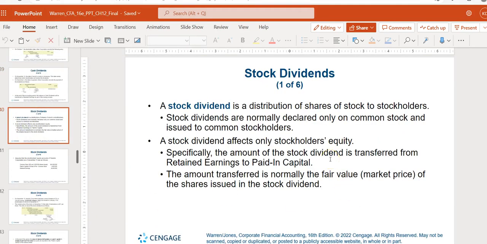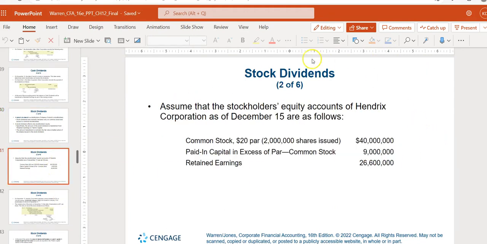Stock dividends, that's a little bit different. This one is a pain in the booty, because you've got to make a couple extra GL accounts. But, you know, it's not that bad. Okay, so common stock, $20 par. We've got $2 million, $40 million paid in capital in excess of par, $9 million, and retained earnings of $26,600. Okay, so that's the pertinent information we need.